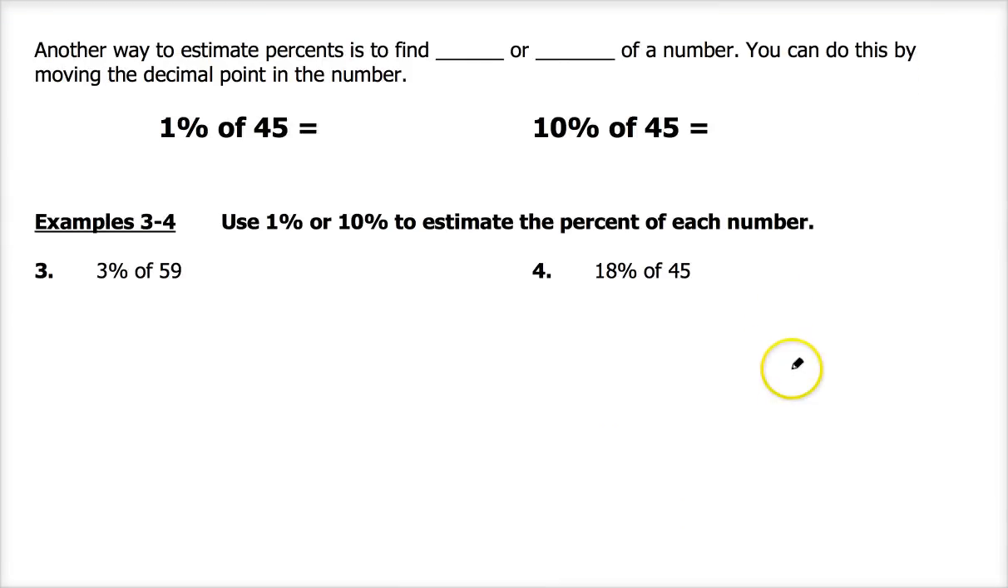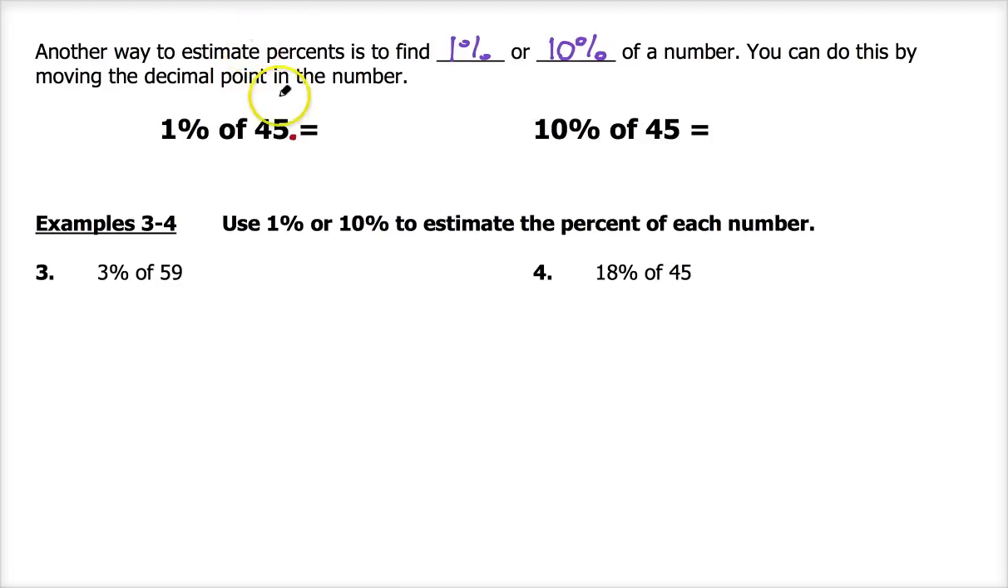Okay, going to the back side, another way to estimate percents is to find either 1% or 10% of a number. And the reason those 2 percents are really easy is because they just involve moving the decimal point in your original number. So if I wanted to find 1% of 45, for instance, well, we know the decimal point on 45 is just to the right of 5. To find 1% of that, we take the decimal point and we move it 2 places to the left. So 1% of 45 would be equivalent to the decimal 0.45.